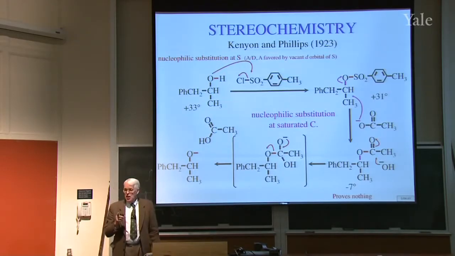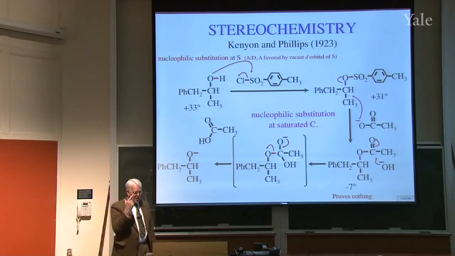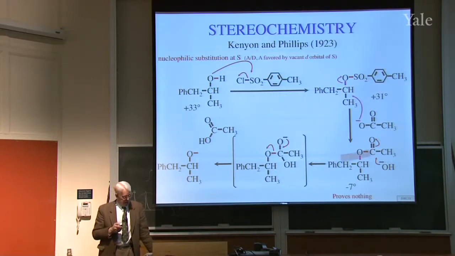Right? Incidentally, notice this is a substitution reaction too. The reaction across the top was a substitution. The reaction coming down was a substitution. The reaction going back at the bottom is a substitution. But the top was a substitution at sulfur. The coming down was the one we're interested in, substitution at a saturated carbon. The one going across is substitution at a carbonyl carbon, right?